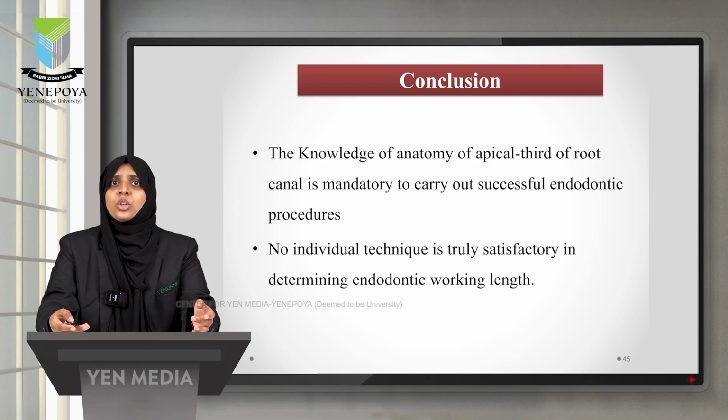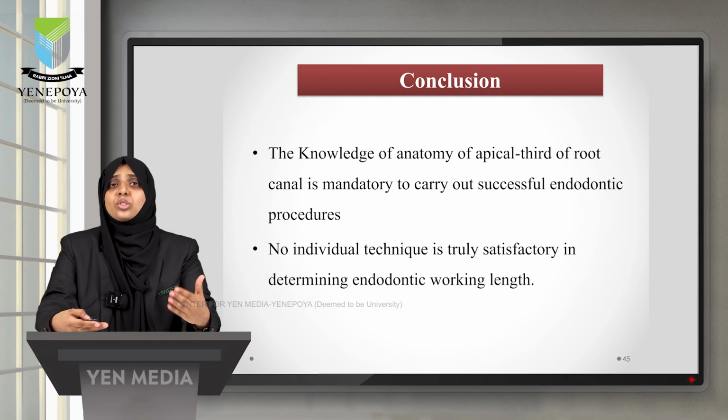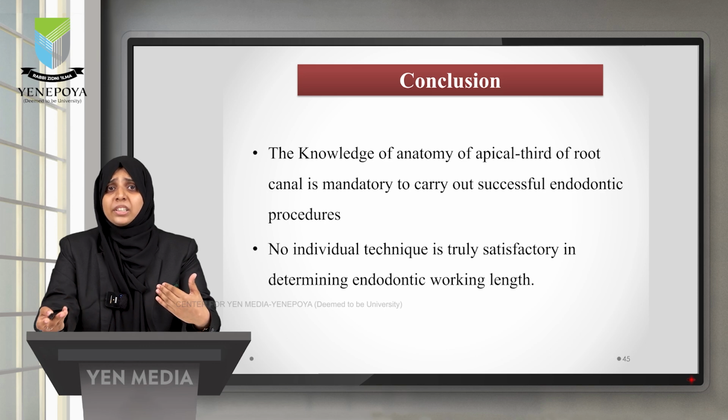Now to conclude, knowledge of the anatomy of the apical third of the root canal is mandatory to carry out successful endodontic procedures. So there is no individual technique which is truly satisfactory in determining the endodontic working length. So along with the radiographic method, the most commonly used one being the Ingle's method, we need to use other non-radiographic methods such as the electronic apex locator, which was shown to give greater results as an adjunct to determine the working length.